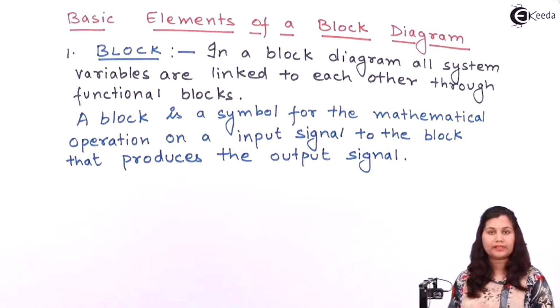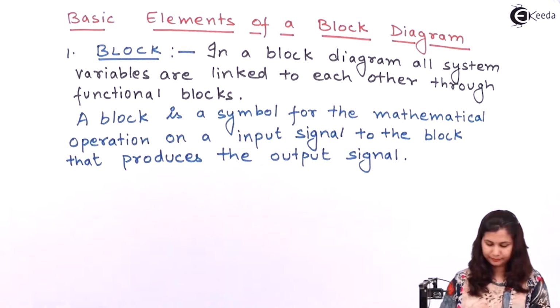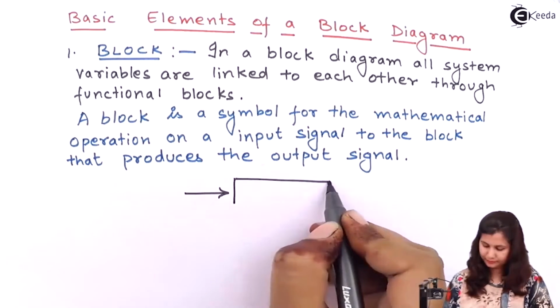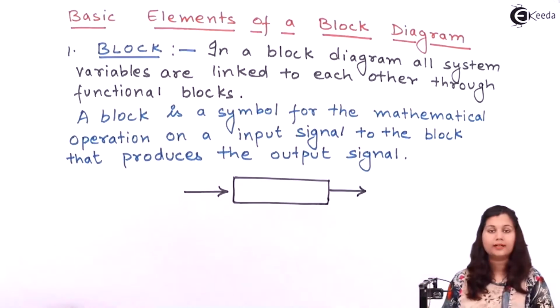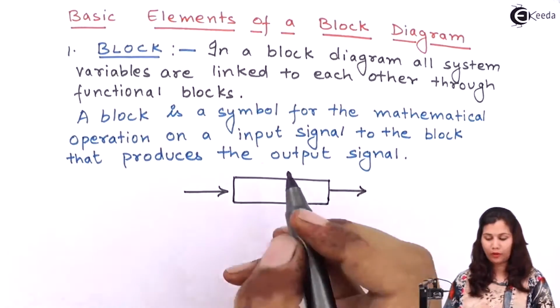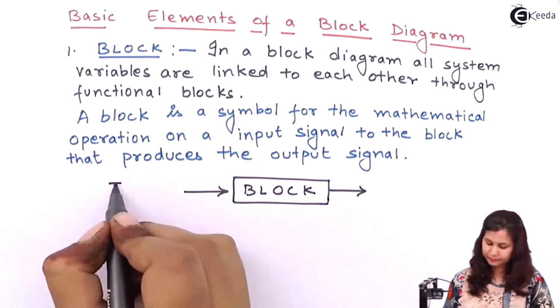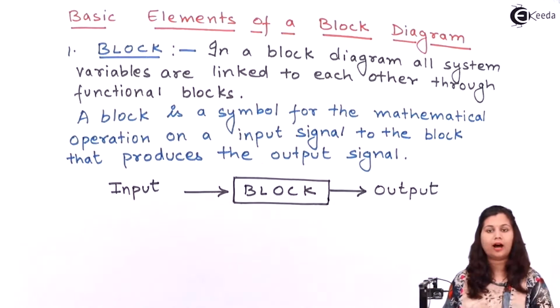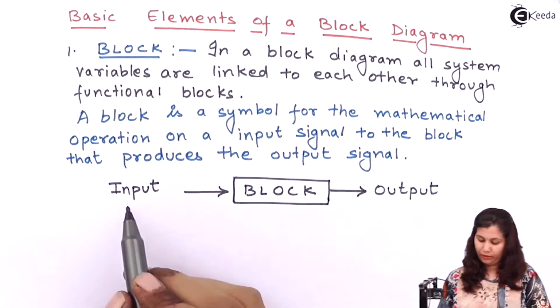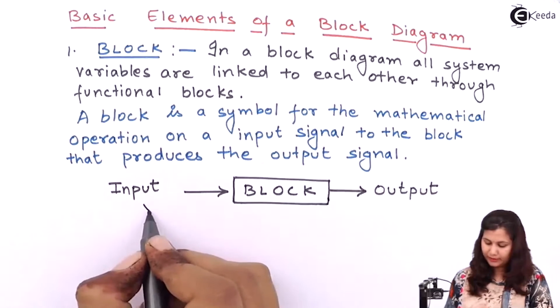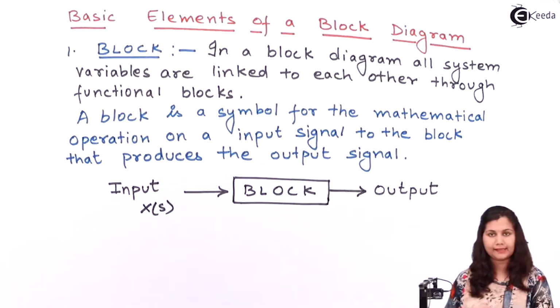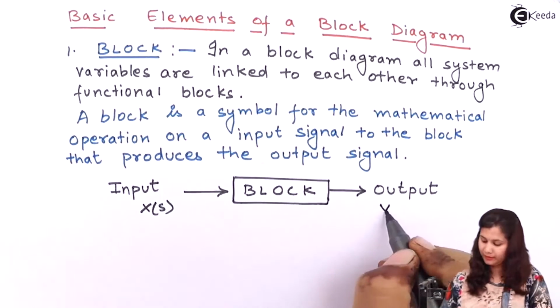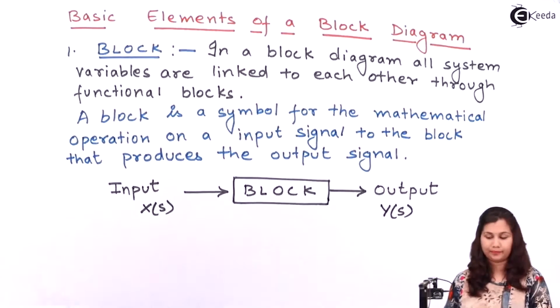So how can we represent a block? This is the input to the block and this is the output of the block. Now, this input is represented by X(s) and the output is given by Y(s), and the block contains the transfer function of the component.